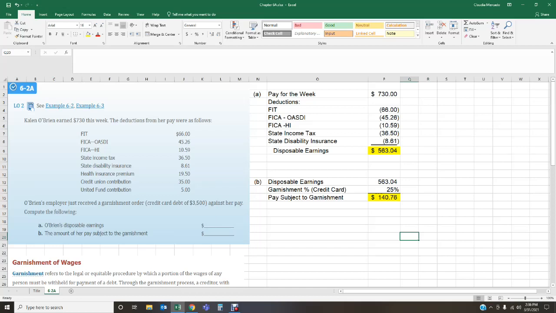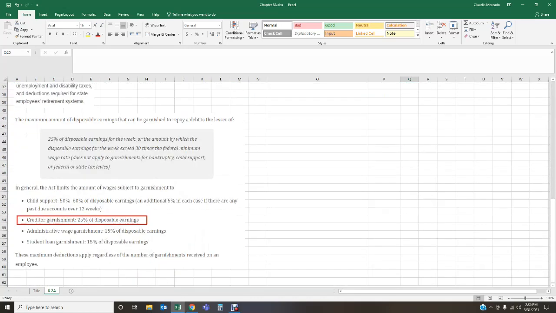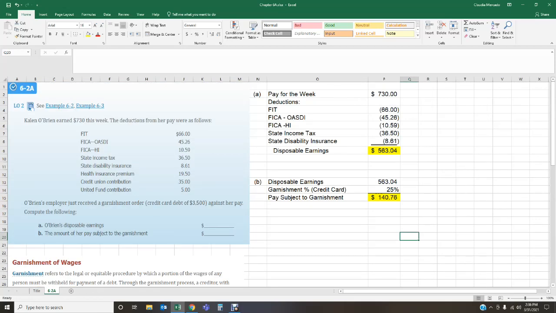Everything is in your book. All of the information that you need to solve the problem is in your book. We just need to read, locate the information that applies to the problem, understand it, and then apply it to the specific scenario. So that is exercise 6-2A.